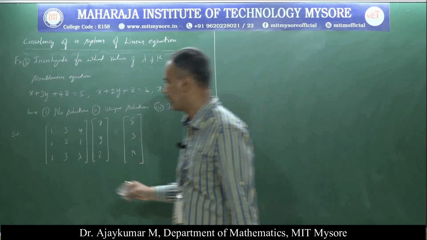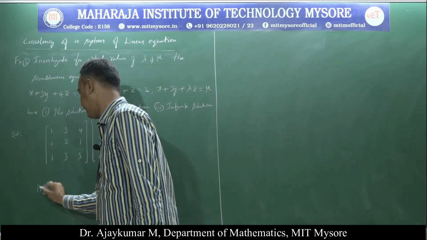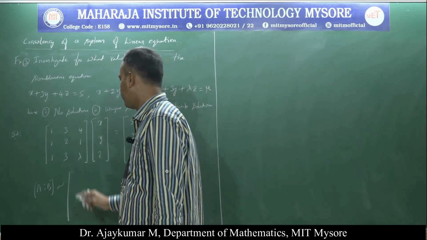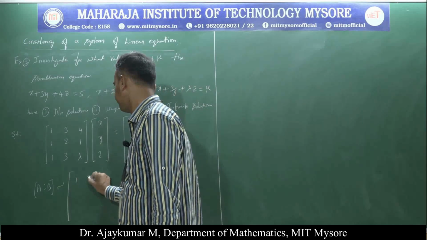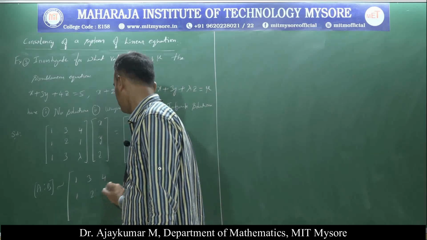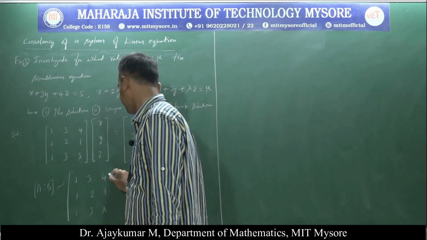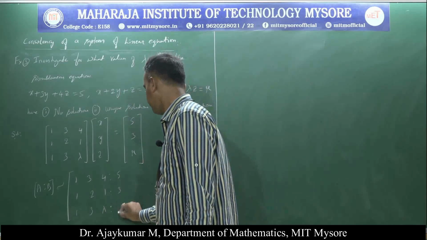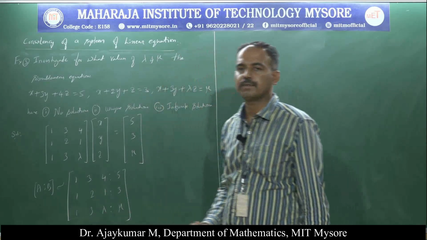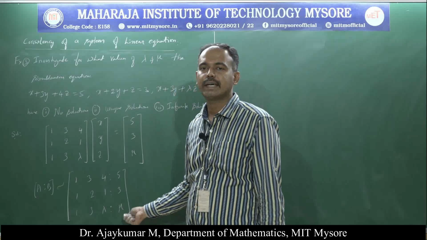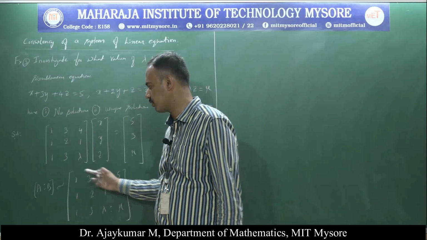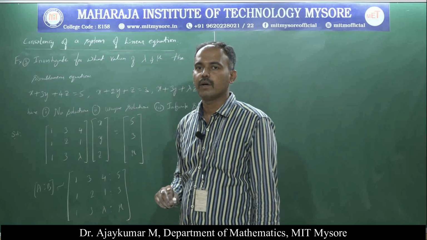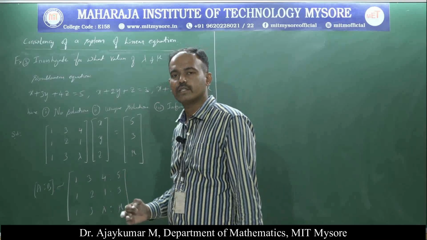Next we can denote the augmented matrix. The augmented matrix we can specify as 1, 3, 4, 1, 2, 1, 1, 3, lambda along with the constant values 5, 3, mu. Now the first observation: directly we can't conclude the rank of the augmented matrix and the coefficient matrix A, because it is not in the row reduced echelon form here. That's why now we can apply the row reduced echelon form.